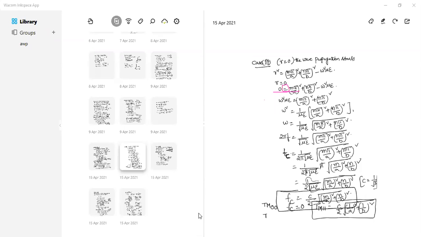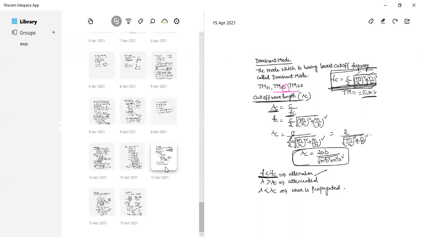After that, we defined the dominant mode. The dominant mode is the mode which has the lowest cutoff frequency.